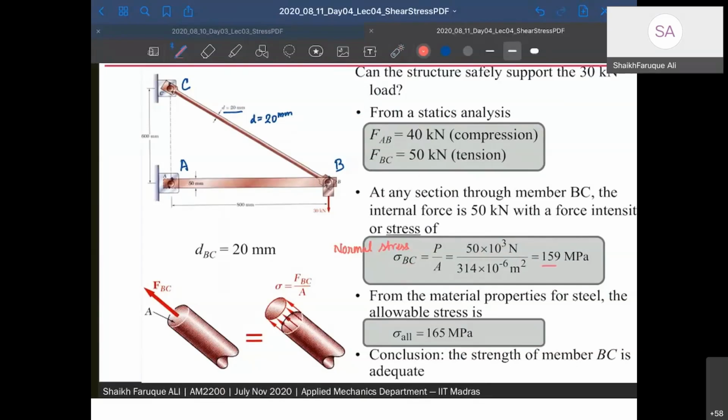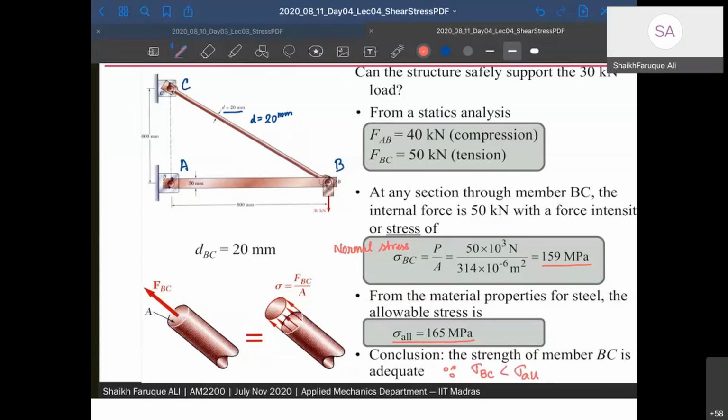Sigma BC is 159 MPa. What is the allowable stress given to us? Please check. The allowable stress given was 165 MPa. So the stress in the member BC is lesser than 165. In conclusion, the strength of the member BC is adequate, since sigma BC is lesser than sigma allowable. The stress generated in the member BC is 159 MPa, and the member can carry up to 165 MPa as stress. So the member is well within the stress limit, and therefore it is safe.